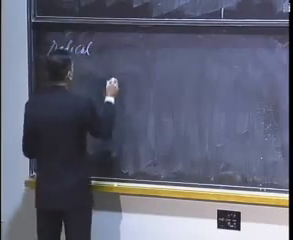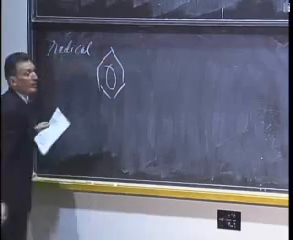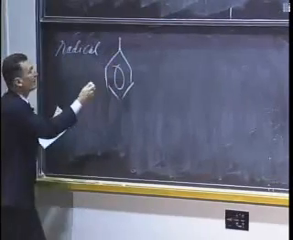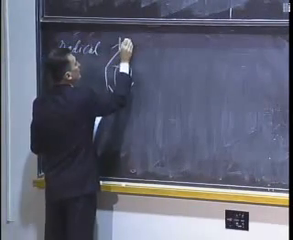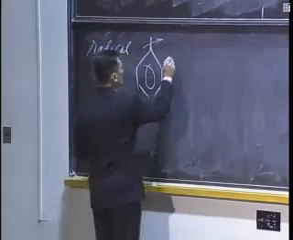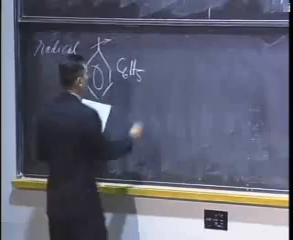The radical here, if we take benzene, and now I'm going to indicate that this is the one that's got the missing electron, okay? So there's only one electron in the orbital. This radical, which is C6H5, is called phenyl.